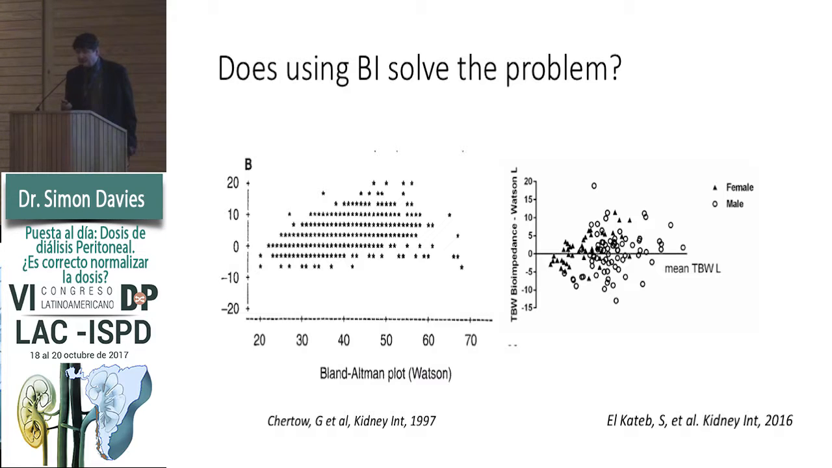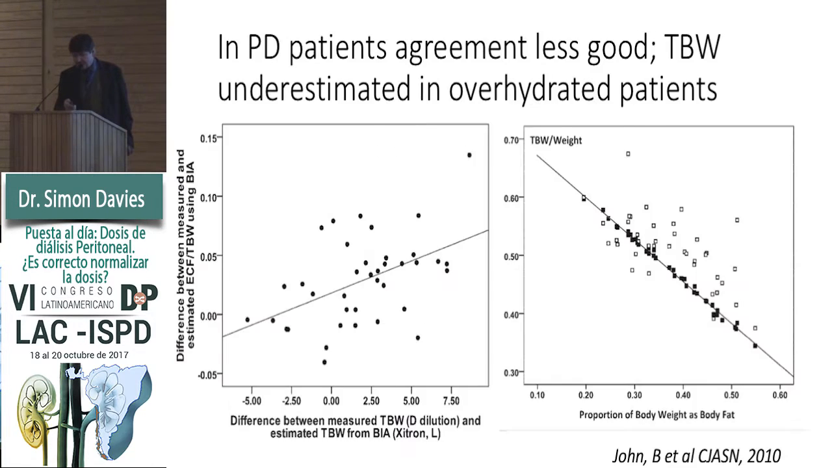So bioimpedance certainly doesn't tell you the same thing as these formulae. What about what it tells you compared to this gold standard method using deuterium? So we did this study in PD patients published in 2010, where we compared the standard method, that's the gold standard method, deuterium dilution, with bioimpedance, multi-frequency bioimpedance.